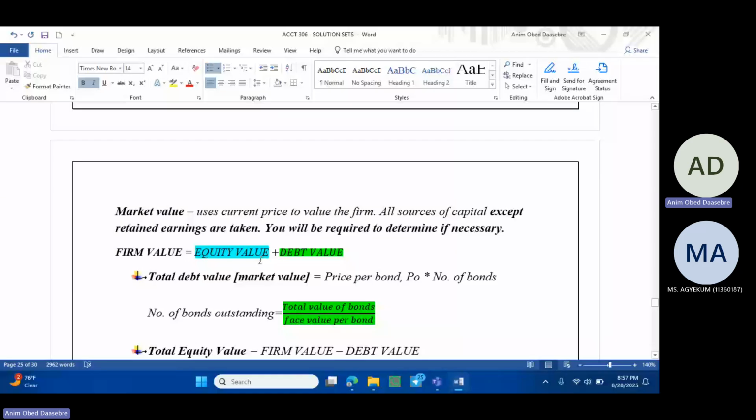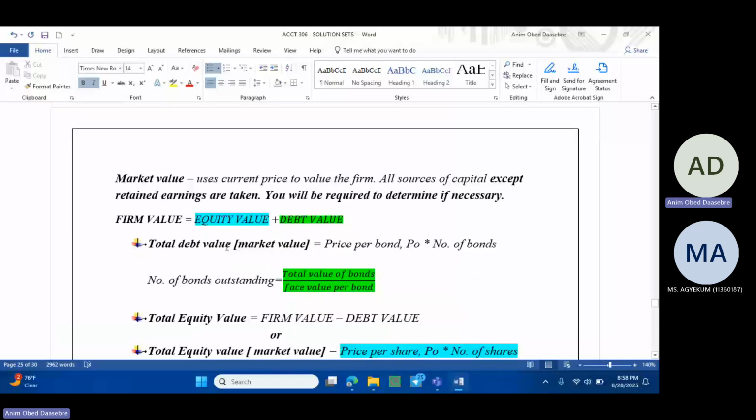So if you want to find the total value of a firm, you should add the equity value, the value of equity, plus the value of debts. But to find the value of debts, we can use two methods. One, the market value. Two, the book values to find the value of the debt and the equity.